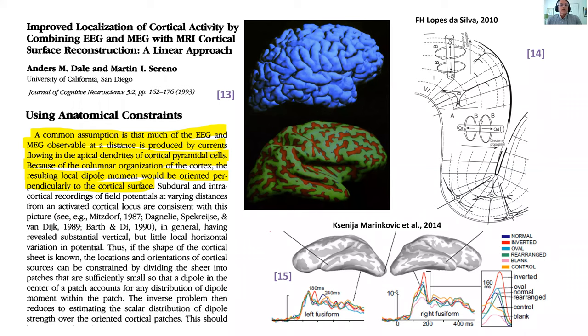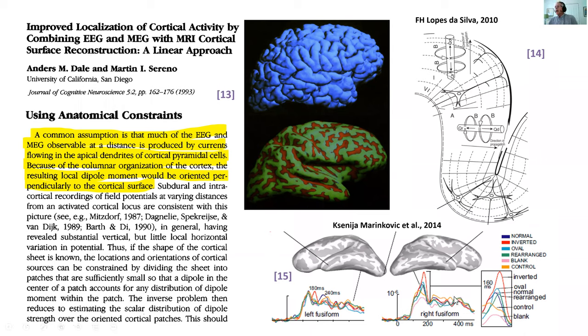Because of the columnar organization of the cortex, the resulting local dipole moment would be oriented perpendicularly to the cortical surface. So that is just considering the cortical hemispheres for the moment. Source space can be thought of as extended on the two-dimensional convoluted cortical surface, with currents flowing perpendicular to the surface, as illustrated in this schematic here by Fernando Lopes da Silva. So this represents the cortical layers. Here we have a pyramidal cell. And when these pyramidal cells are synchronized, they can generate a net current dipole, which could be observed potentially with EEG and MEG.